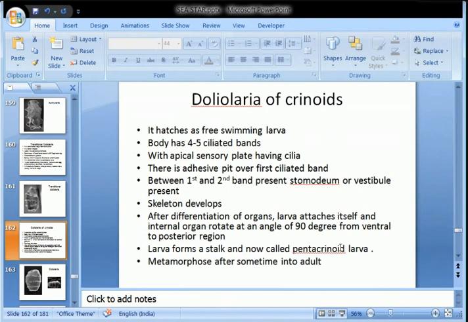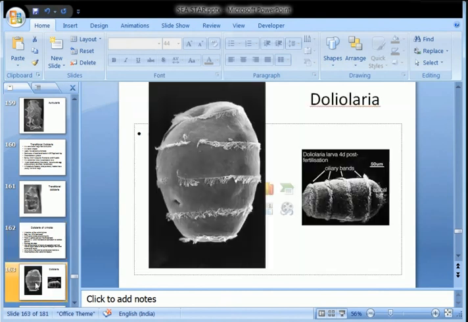Pentacrinoid. Crinoidea का है, forms a stalk. We know that several of these crinoids are stalked animals. Okay? So next the larva forms a stalk, and now it is called the pentacrinoid larva, and metamorphoses after some time into the adult. So this is the barrel-shaped larva of crinoid, the doliolaria larva, जिसके बारे में हम अभी बात कर रहे थे. Barrel की तरह है, and it has ciliary bands. There is an apical tuft of hair also. This is 4 days post-fertilization.